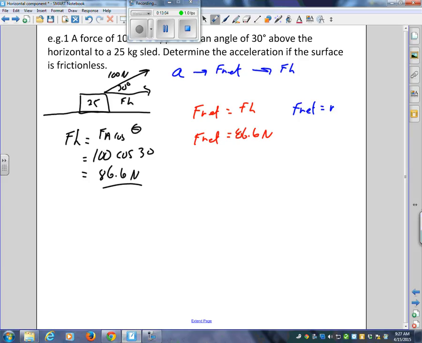F net is equal to ma. So 86.6, our mass is 25. Solve for acceleration. So 86.6 over 25. 25 kilograms, right?